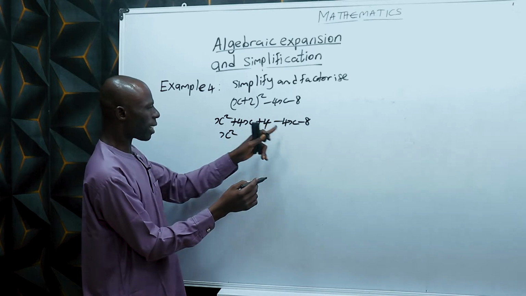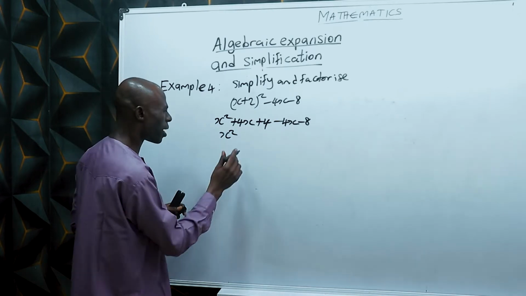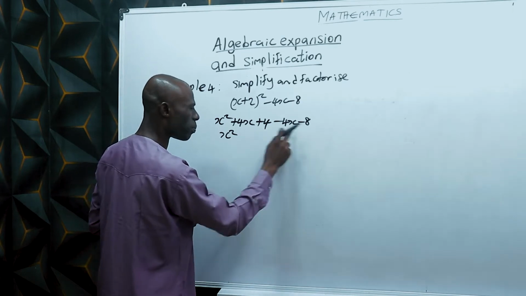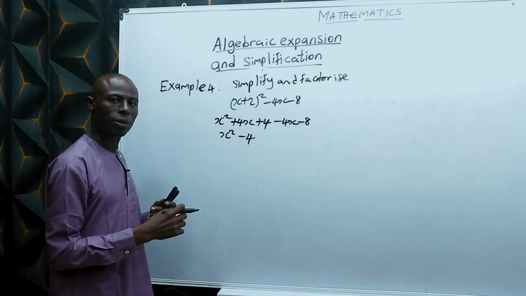So simplify. x squared, positive 4x, negative 4x cancels out each other. That gives 0. So we have positive 4, negative 8. Positive 4, negative 8 gives negative 4. Look at it very well.